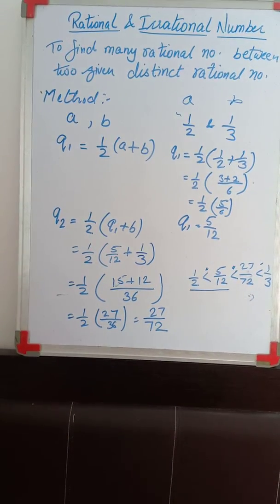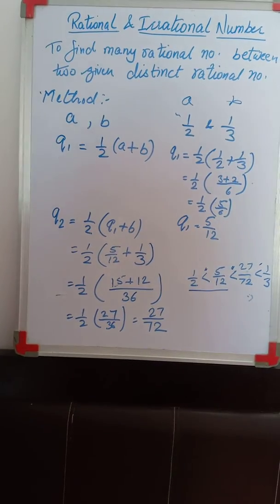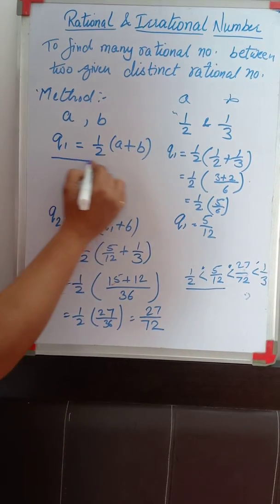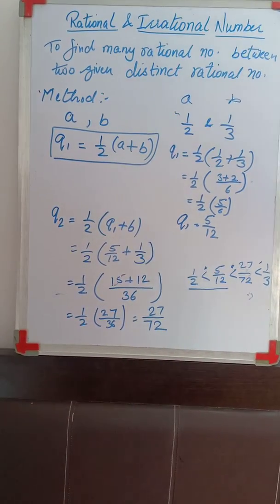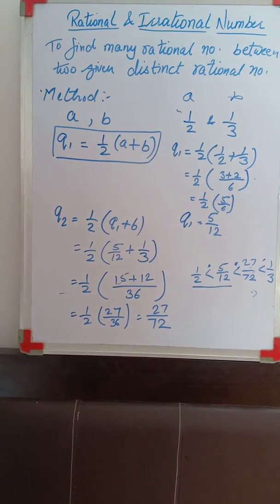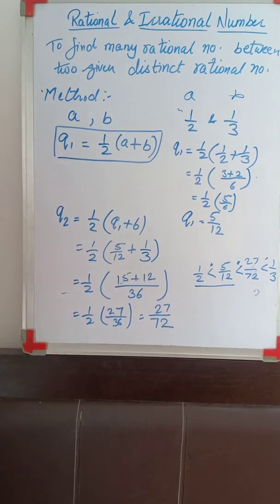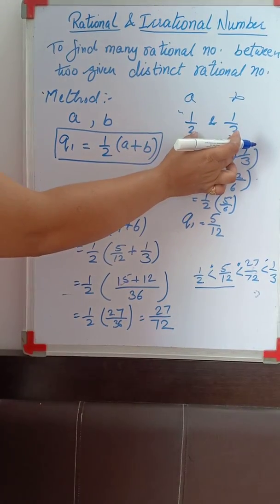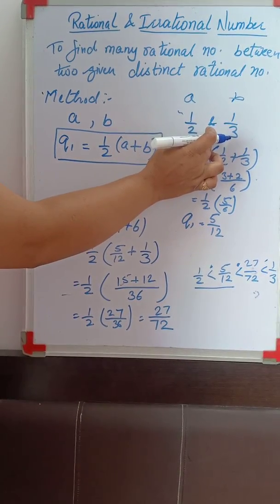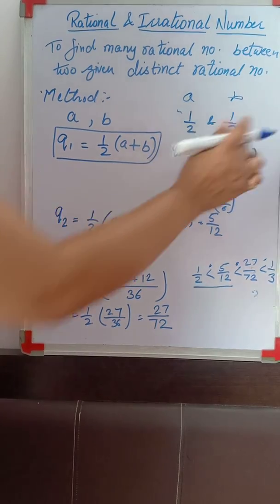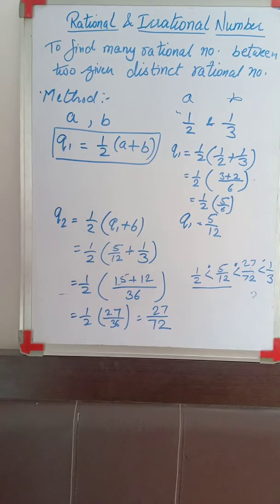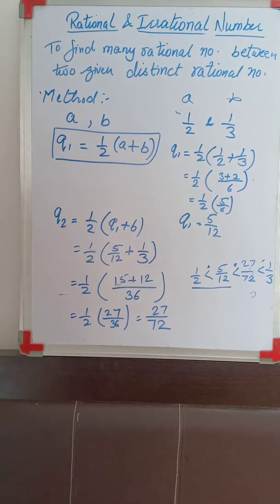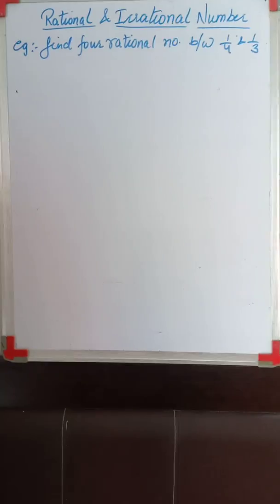So, our formula is what? To calculate the number, it is half of A plus B. Right? So, with that, the sequence will go on. If I say calculate 7 numbers, first calculate one number in between this, then in between, and so on. You will get to know how to calculate many numbers in between two rational numbers.